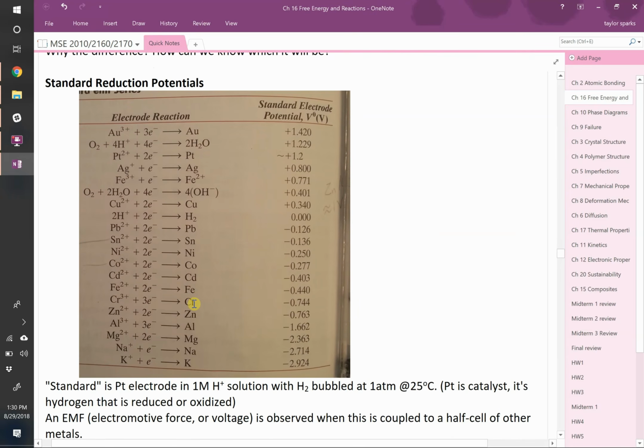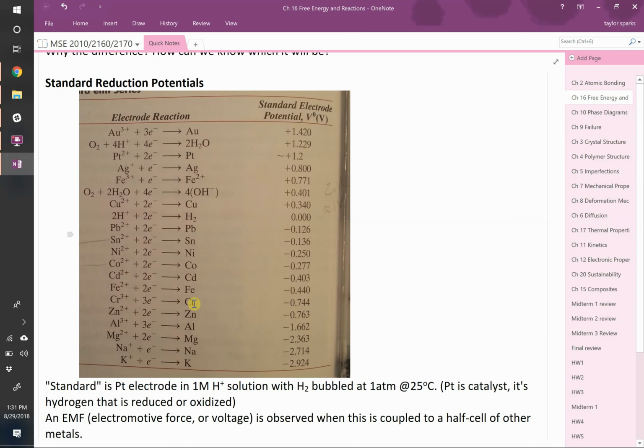Here's the standard reduction potential table from our book, right? So it's a table of reduction reactions. In all of these, it's an ionic species like magnesium 2+ being reduced, because it's gaining electrons, picking up 2 electrons to form magnesium metal, right? And it goes all the way up. For each one of these, it's going to give you an associated voltage. For potassium to pick up an electron to become potassium metal has a very large negative voltage. Meanwhile, very high at the top, gold 3 plus, picking up 3 electrons to form gold, has a really large positive voltage, right?